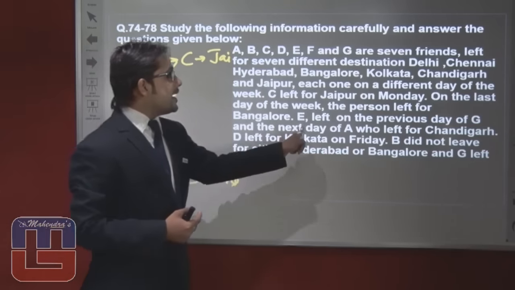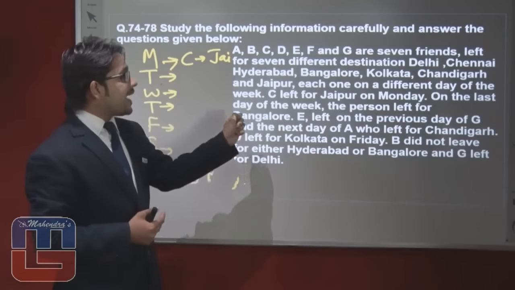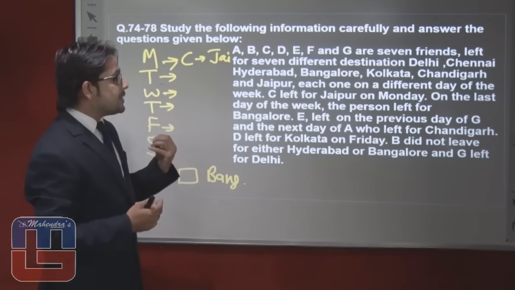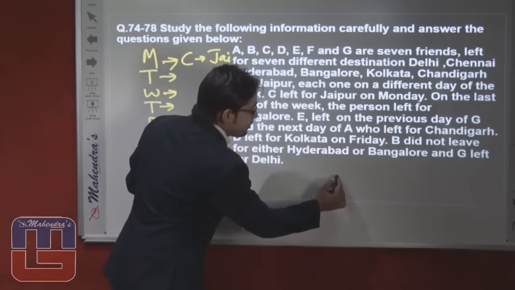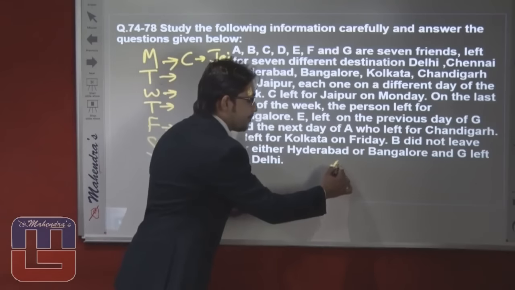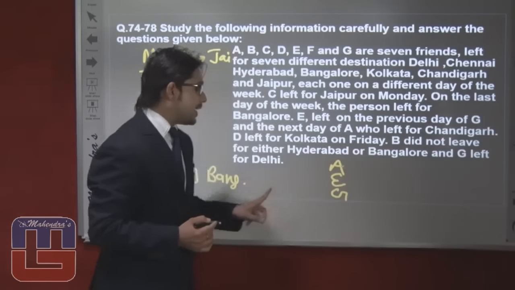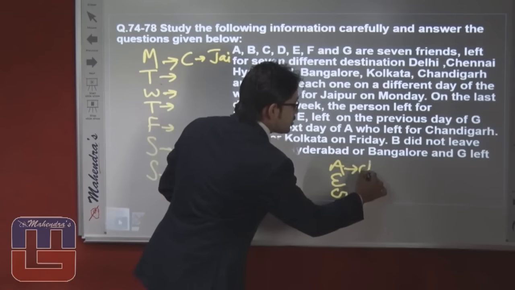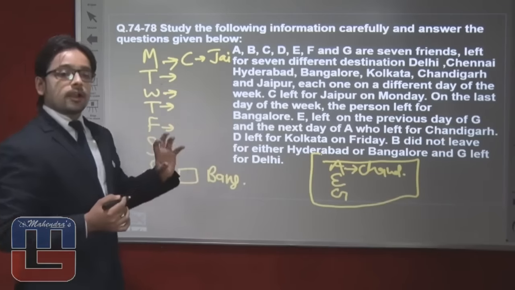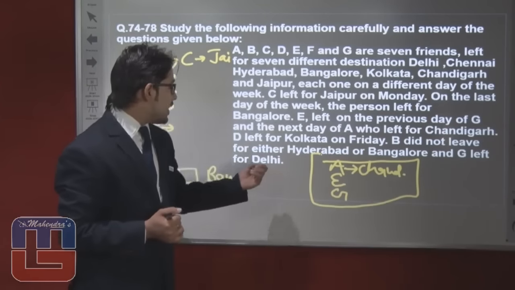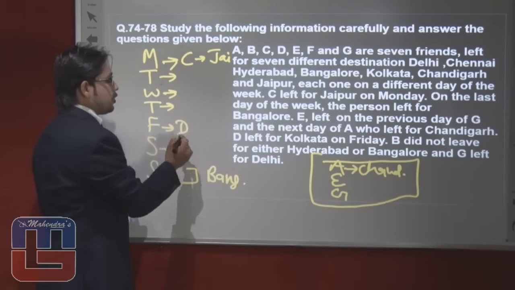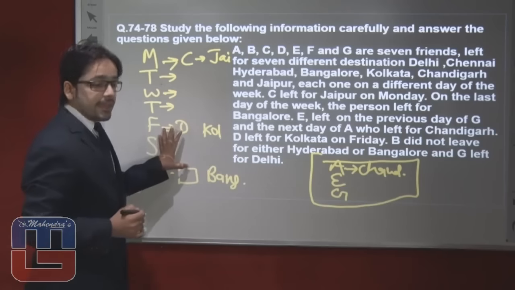The next statement is saying E left on the previous day of G and the next day of A. We cannot write this statement here, so we have to store it: E left on the previous day of G and the next day of A. A, who left for Chandigarh, we can easily find out that A left for Chandigarh. These three names will be combined together. The next statement is saying D left for Kolkata on Friday. Now you can write over here D left for Kolkata on Friday.